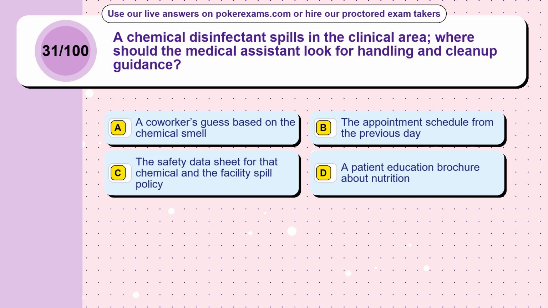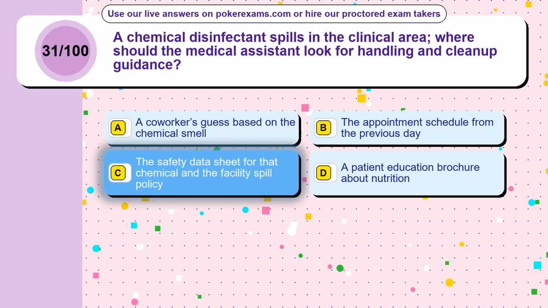Question 31. A chemical disinfectant spills in the clinical area. Where should the medical assistant look for handling and cleanup guidance? Option A. A coworker's guess based on the chemical smell. Option B. The appointment schedule from the previous day. Option C. The safety data sheet for that chemical and the facility spill policy. Option D. A patient education brochure about nutrition.